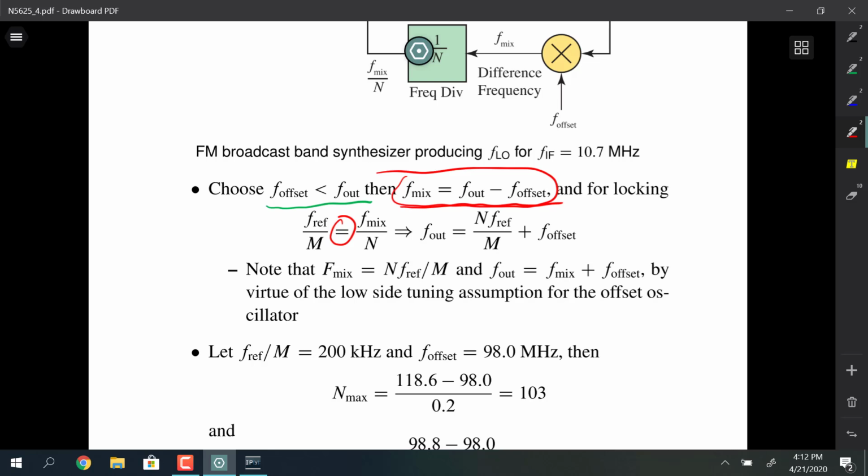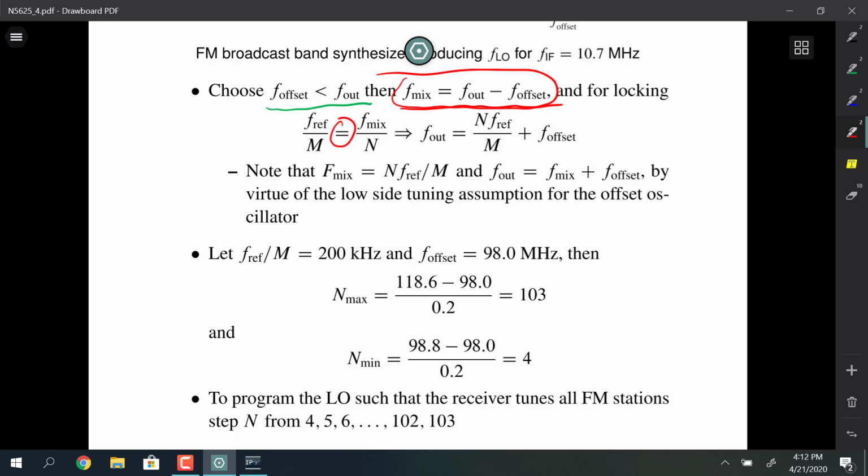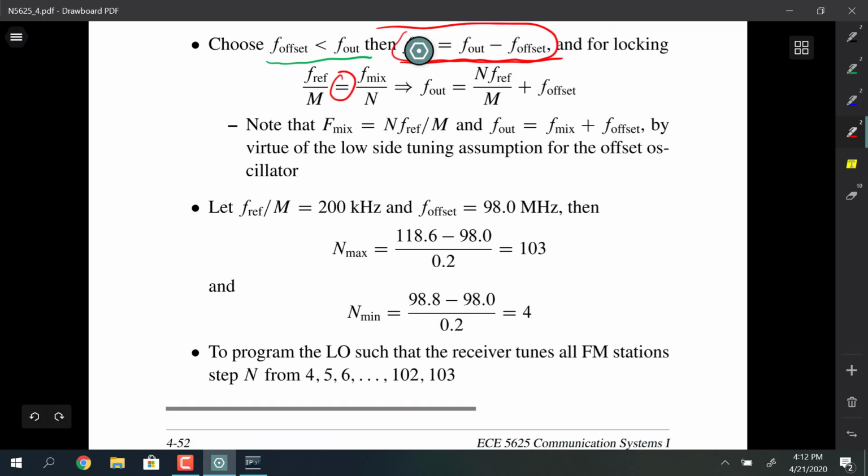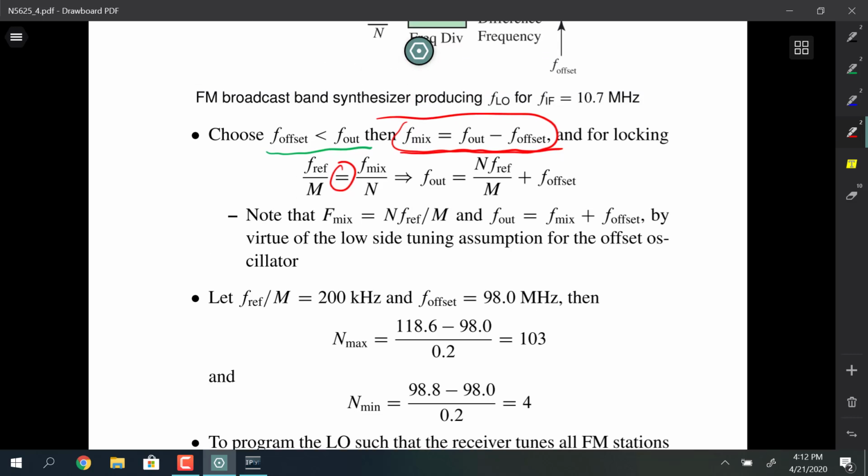So we've used this offset assumption. I'm going to assume that F ref over M is 200 kilohertz. Pick F offset, that oscillator, to be running at 98 megahertz. And then come up with the divide values. So the divide values are much more reasonable. They're 4 and 103 in this case. So not as big divide ratios are required. There are issues with this though too. This is not perfect.